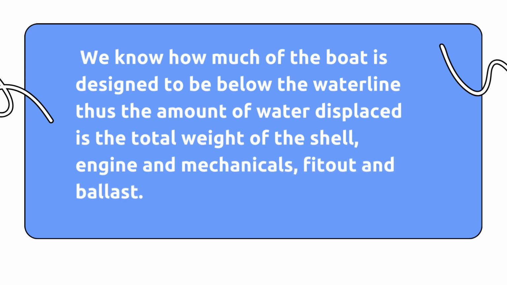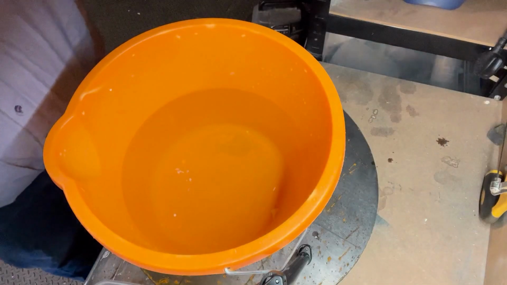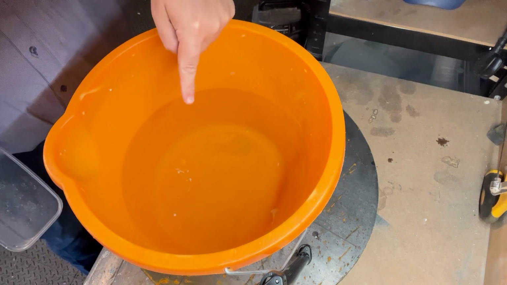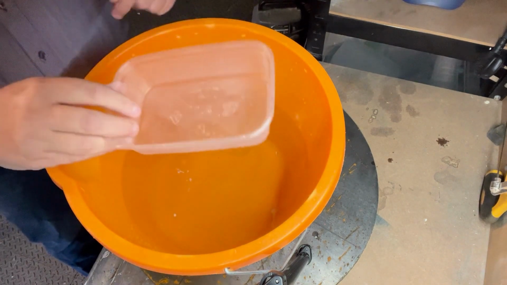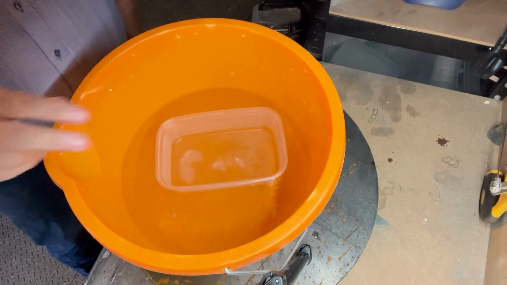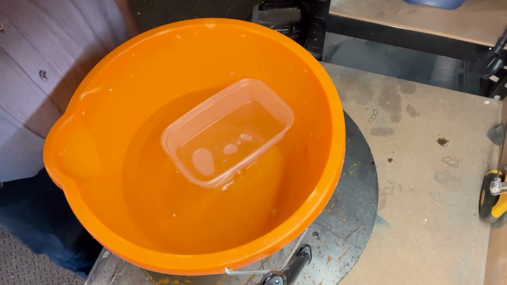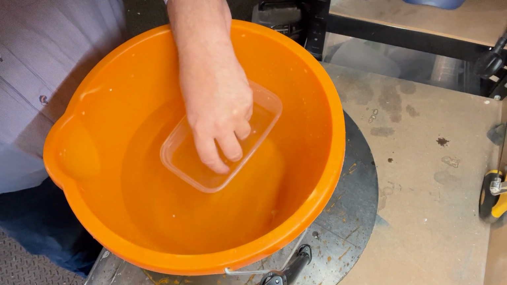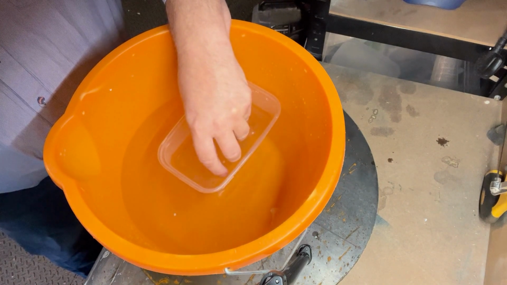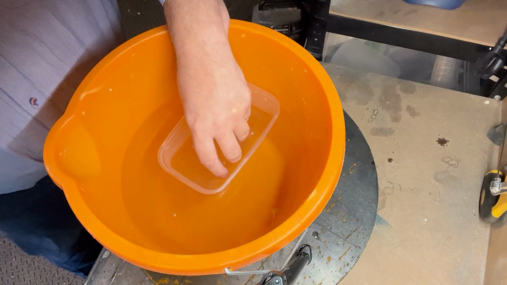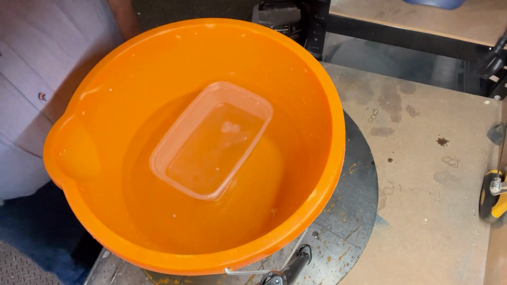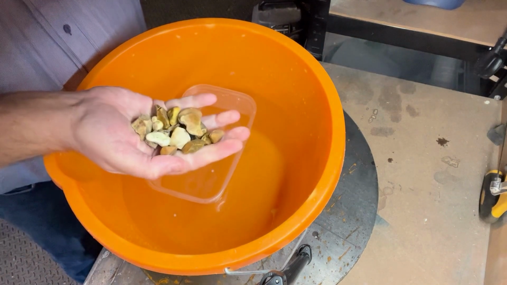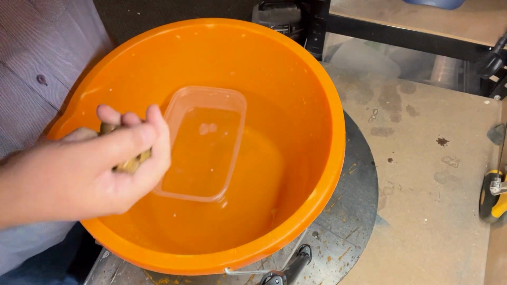Let me demonstrate. Okay, it's a really crude demo. Bucket of water representing the canal, plastic tub representing the boat. You see how it just sits on it? We need to get the boat underneath the water so that the water is over the prop and the rudder. So how do we do that? Well, let me get some ballast. And that's what we're trying to calculate.